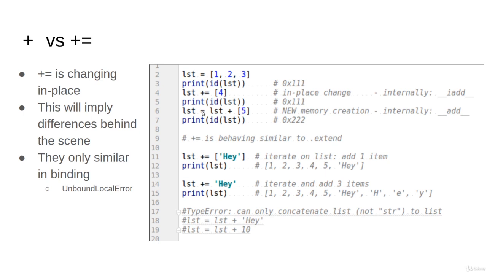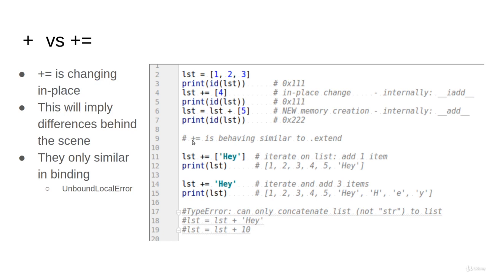If I say list equals list plus 5, this will create a new list and assign its value here. So the ID is going to be 222. Creating new memory means it will take more memory and be slower. So be careful. Do you really just want to extend your list or not? If you'd like to extend it, either use the extend method or use the plus equal.